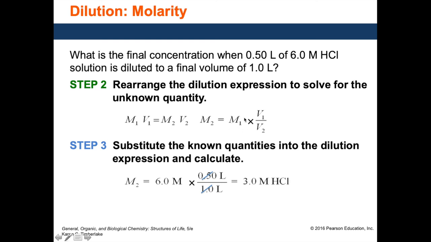So our initial molarity is 6 molar. Our initial volume is 0.5 liters. We divide by a final volume of 1 liter, and we get our answer of 3 molar. Okay, now of course this is kind of a silly example. You probably realize, like, oh, we've doubled the volume, so it makes sense that the concentration should be halved. But keep in mind that your numbers won't always be this neat.